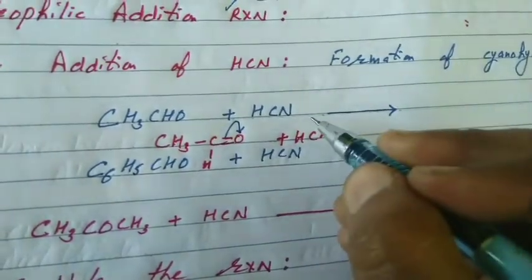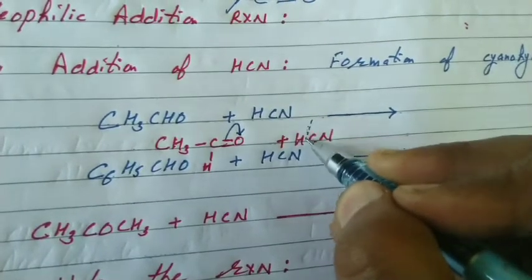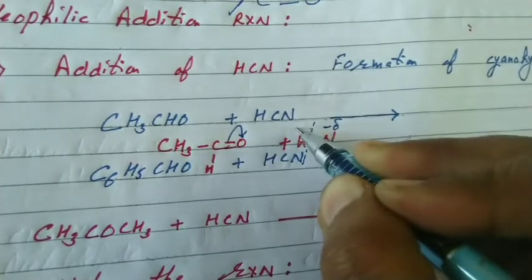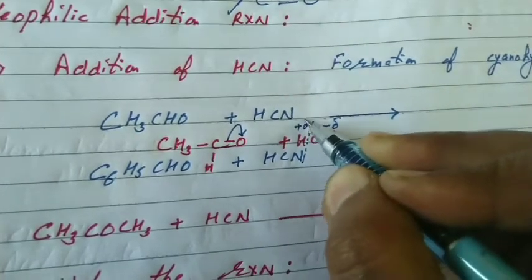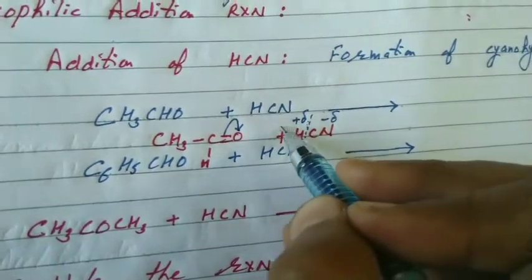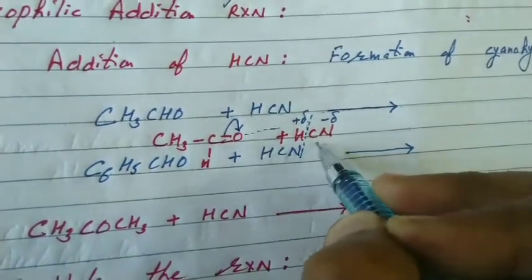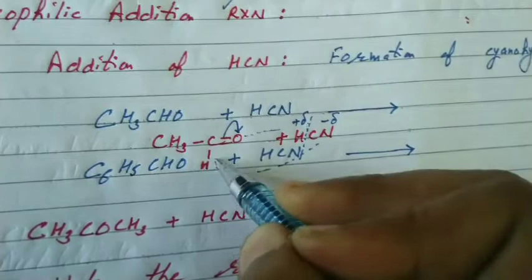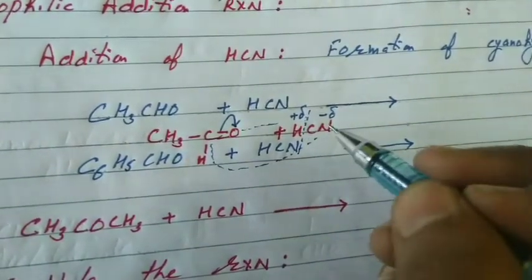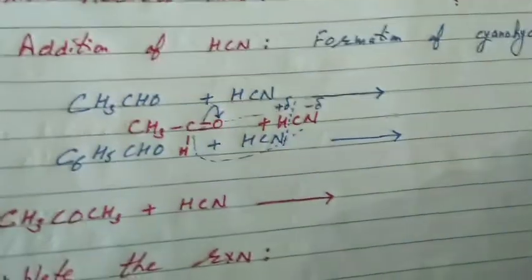Now the attacking reagent is HCN. The lysis of this bond takes place; cyanide is electronegative, hydrogen is partial positive. Now what will happen? Hydrogen will attack the oxygen atom and cyanide will approach the carbon atom of the carbonyl group. That is, cyanide will attack the carbon atom of the carbonyl group, a nucleophilic addition reaction. Friends, it is clear what happens.